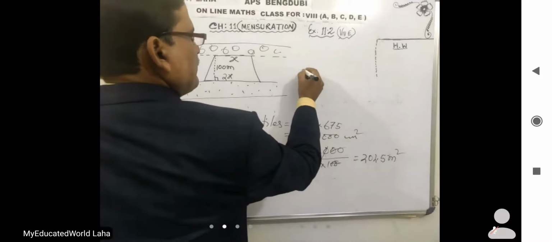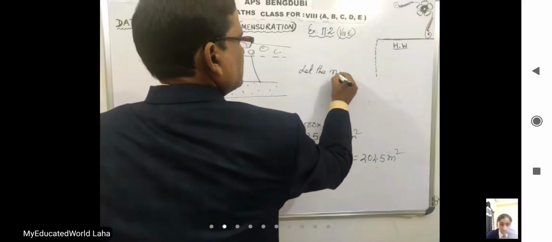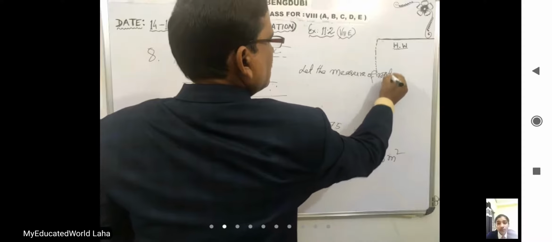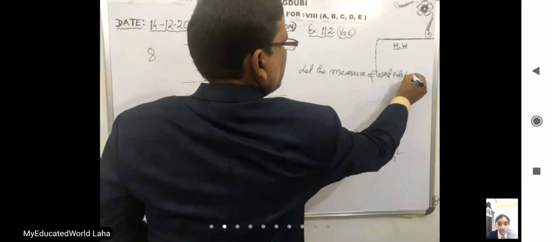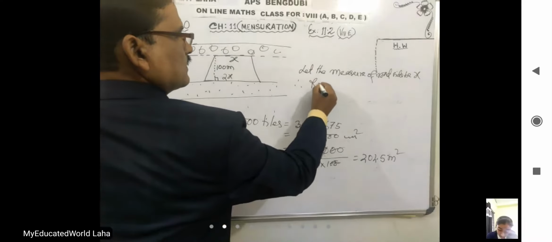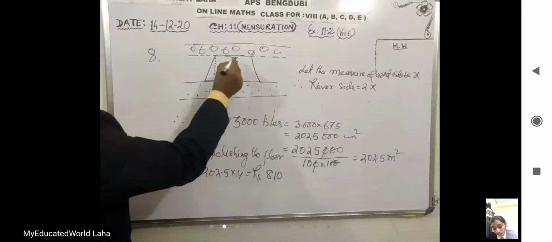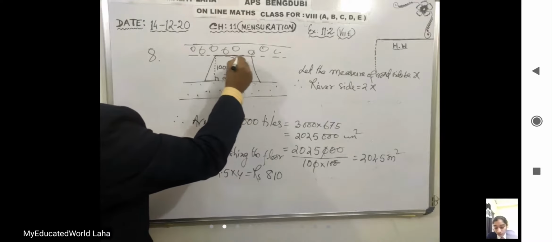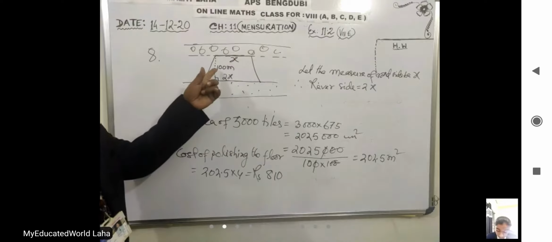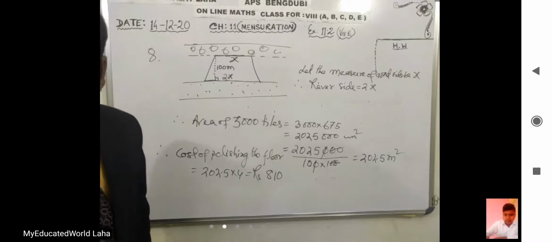So first write, let the measure of road side be x. Therefore, river side equals 2x. So the road side parallel side is x, and the river side will be 2x. So you have got your two parallel sides, and the altitude is given, 100 meter, the gap between the two parallel sides. Now apply the formula.